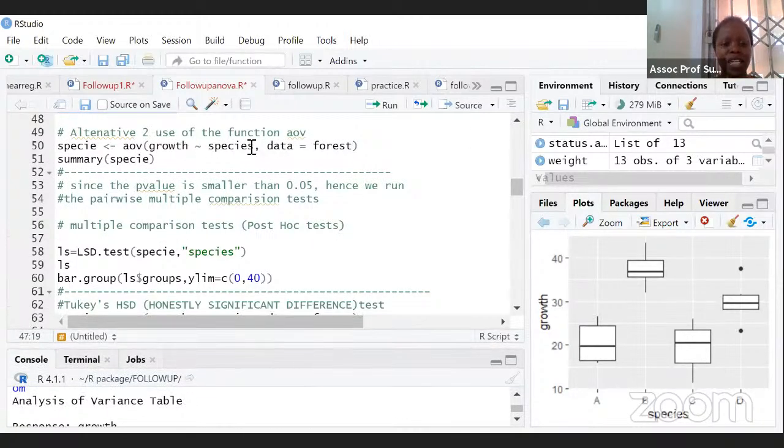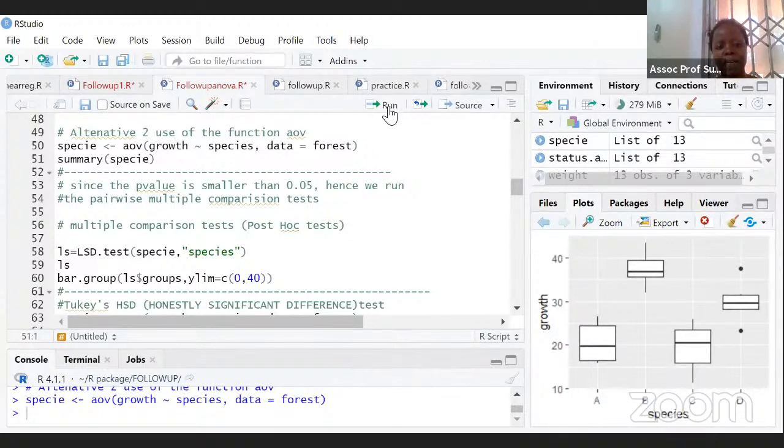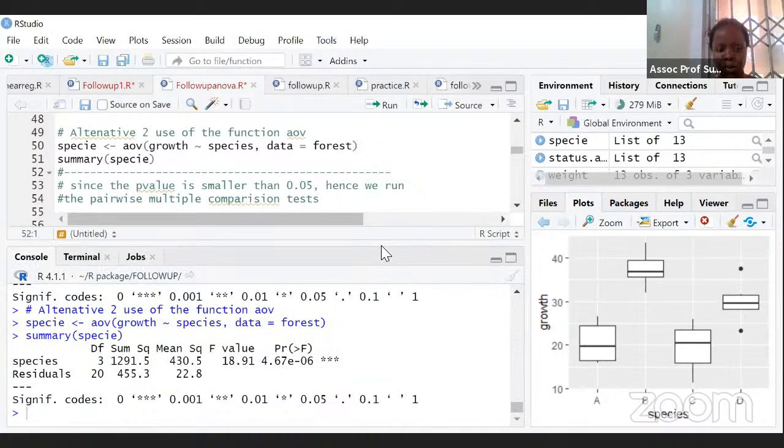Alternatively, you can use the AOV function to run an analysis of variance. So species is the name of the object, and aov is the function, and I'm telling it that the model I want it to run is growth as a function of species, and data is forest. So let me run that. And then I do summary, and we see that it is the same output we got as before. So whatever makes you comfortable, please go with that, but you get the same results.